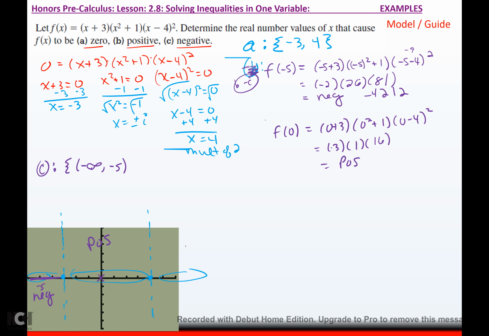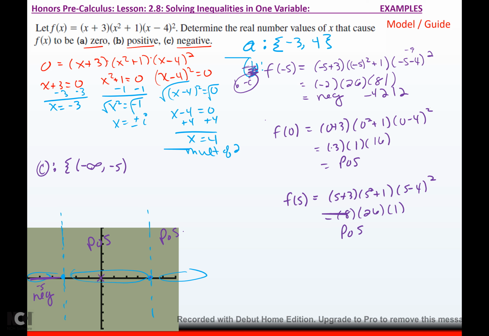Now if I check something on this side, past 4, let's check 5. So f of 5, I would have 5 plus 3, 5 squared plus 1, 5 minus 4 squared. This is going to be 8 times 26 times 1. Again, I don't know what it is, but it's going to be positive. So this section is positive.